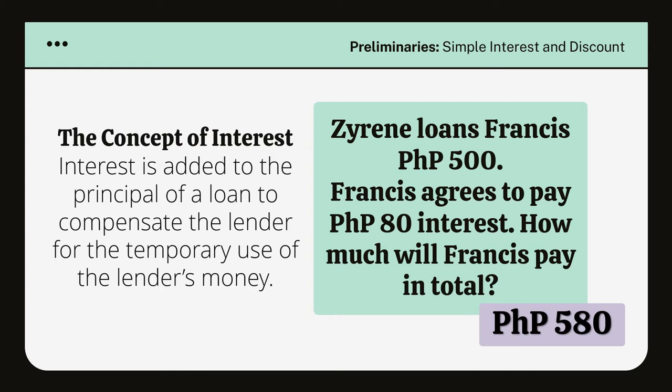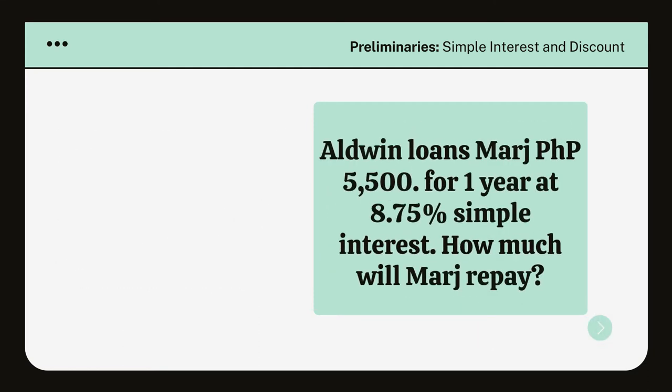So in this case, basta pumayag na lang si Francis na pautangin mo akong 500 pesos, dadagdagan ko ng 80 pesos as compensation. Or simply, pautangin mo akong 500 pesos, I will give back 580 pesos with 80 pesos as your interest. Okay? And now we have the next question. So Aldwin loans Marge a total of 5,500 for a year at 8.75% simple interest. Okay? So how much will Marge pay?